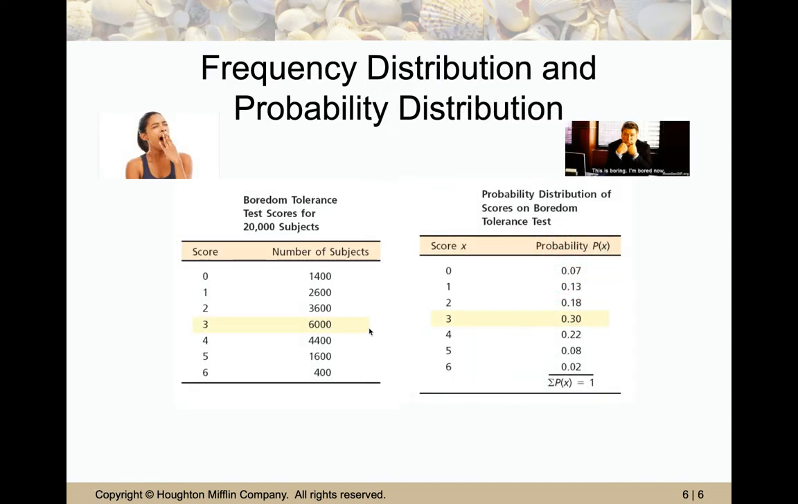You can have a frequency distribution. So here we have a frequency distribution, and then we can convert it to a probability distribution. So here we've got a boredom tolerance test, and the scores for 20,000 subjects, and people can score between 0 and 6. You see here they've got the number of subjects. Well, you can figure out the probability by taking the number of the subjects and dividing by 20,000, and that's going to give you the probability. So you calculate the probability of each one of those, and it comes out to be 1.